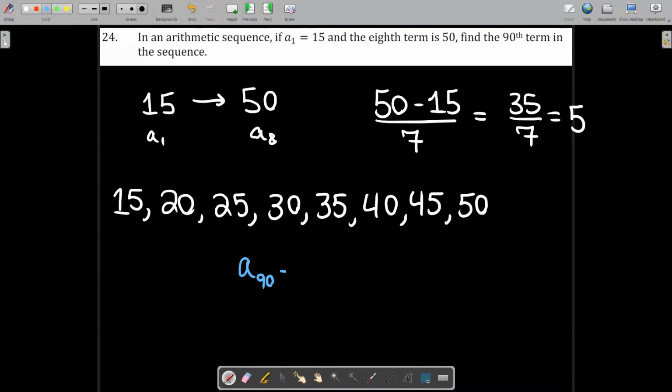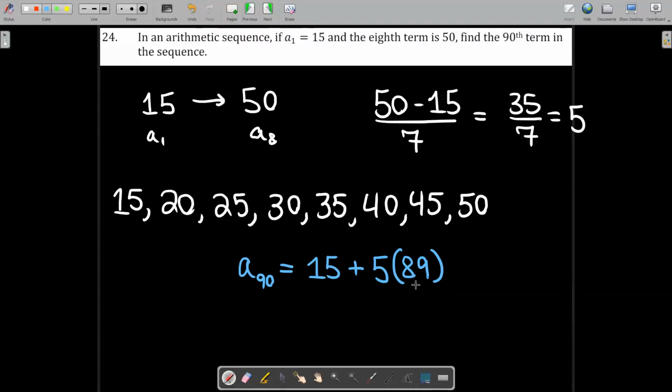A90 will be equal to the starting value, 15, plus 5 times the number of steps we take. This 5 comes from the fact that we're going up by 5 each time. And the number of steps that we take from A1 to A90 is going to be 89 steps. Okay, so we do 5 times 89, and then we add 15 to that.